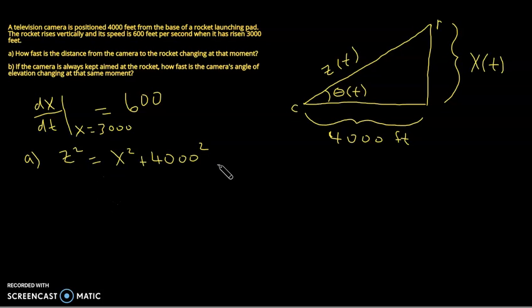Now we'll use implicit differentiation to get an equation that has the rates in it. We'll take the derivative of both sides of this equation with respect to t, of course using the chain rule. On the left side, we get 2z, and let me write dz/dt as z prime, so we get 2z z prime. That's going to be equal to, on the right side, 2x x prime.